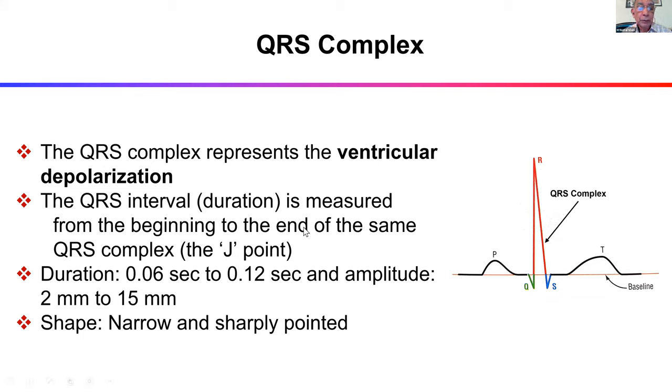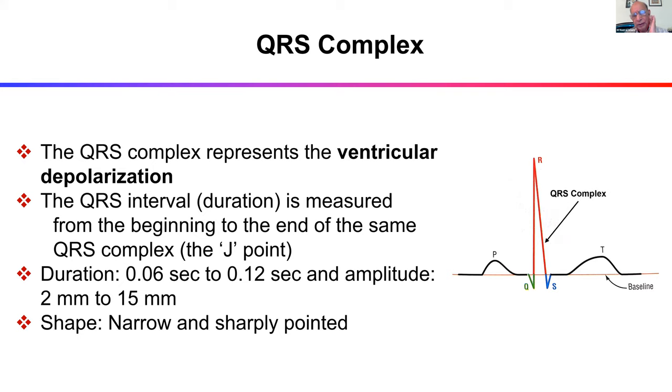And this duration is measured from the beginning of the QRS complex to the J point. Basically, not always, but basically they have three components: Q, R, and S. The duration may be from 0.06 to 0.12 seconds, and the amplitude usually varies from 2 millimeters to 15 millimeters. In most cases, these points are very sharp and narrow.